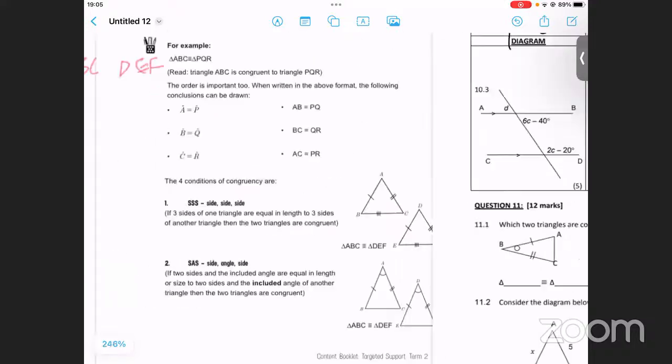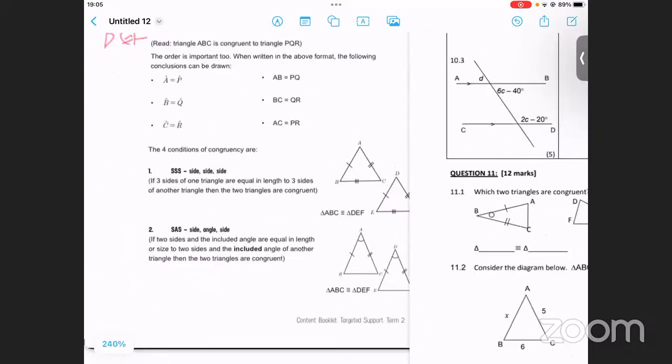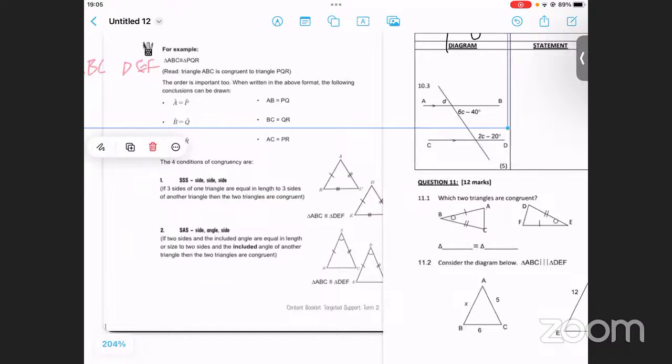Okay. Yeah. So if you look at these two triangles, triangle ABC with DEF, and you look at the conditions that you see on the left side, side, angle, and side, angle, side. So now I'm asking which condition meets this congruency?